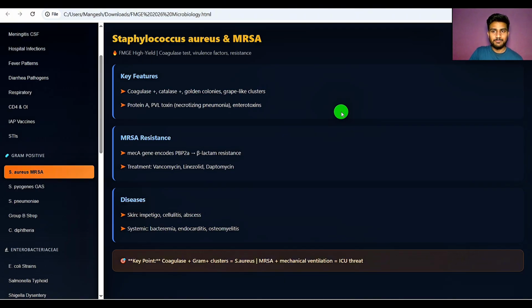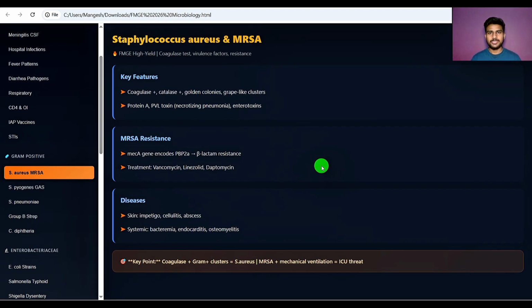The key features are it is coagulase positive, catalase positive, golden colonies are found when we culture it, and there are grape-like clusters. Protein A is something related to Staph aureus that you have to remember, because in the cell wall there are different kinds of chemicals, so protein A is one of those. Then there is also PVL toxin, that is the necrotizing pneumonia toxin, and there are also enterotoxins as well. So these are the key features that you can remember, because these are the key features that will be mentioned in the question by the examiner. So this is how you will recognize that this question is referring to Staph aureus.